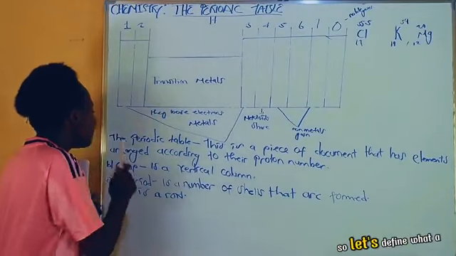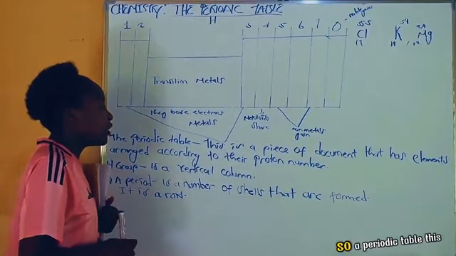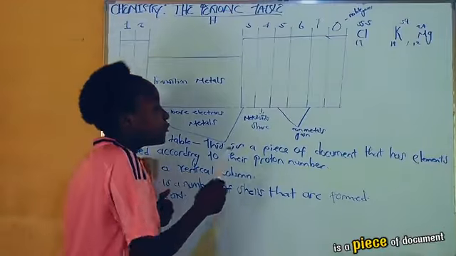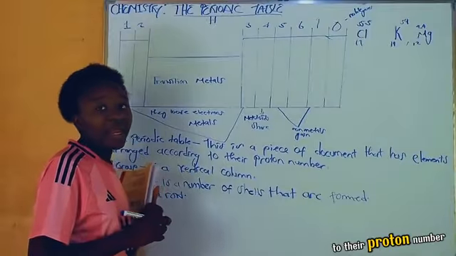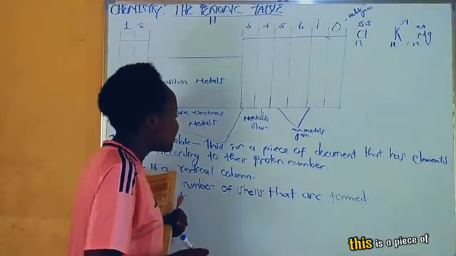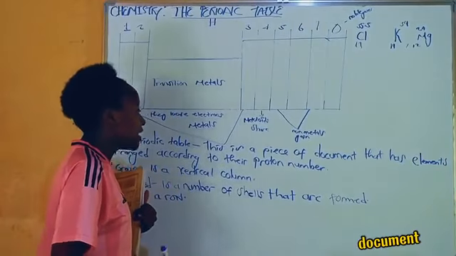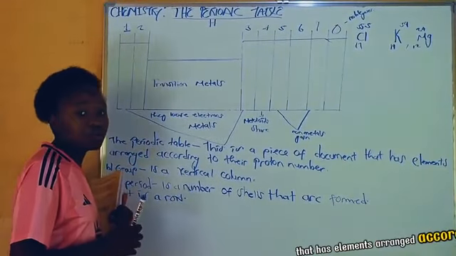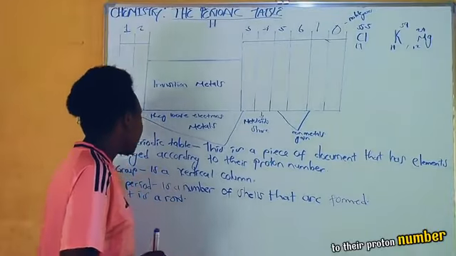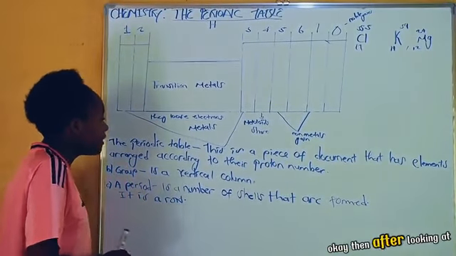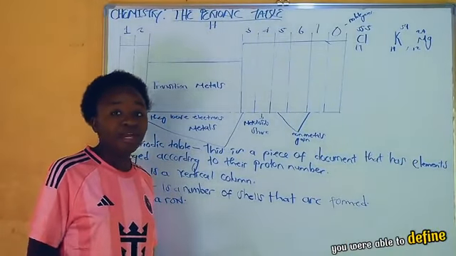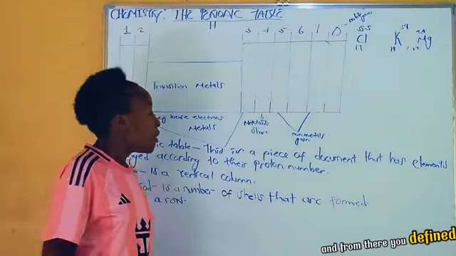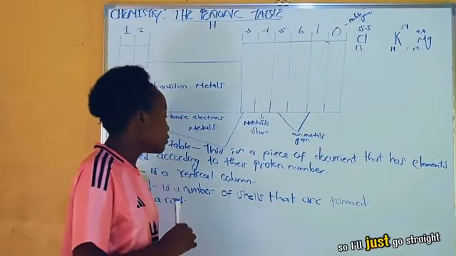So let's define what a periodic table is. A periodic table is a piece of document that has elements arranged according to their proton number. The last time you looked at chemistry, you were able to define an atom, and from there you defined what a proton number is, so I'll just go straight to there.